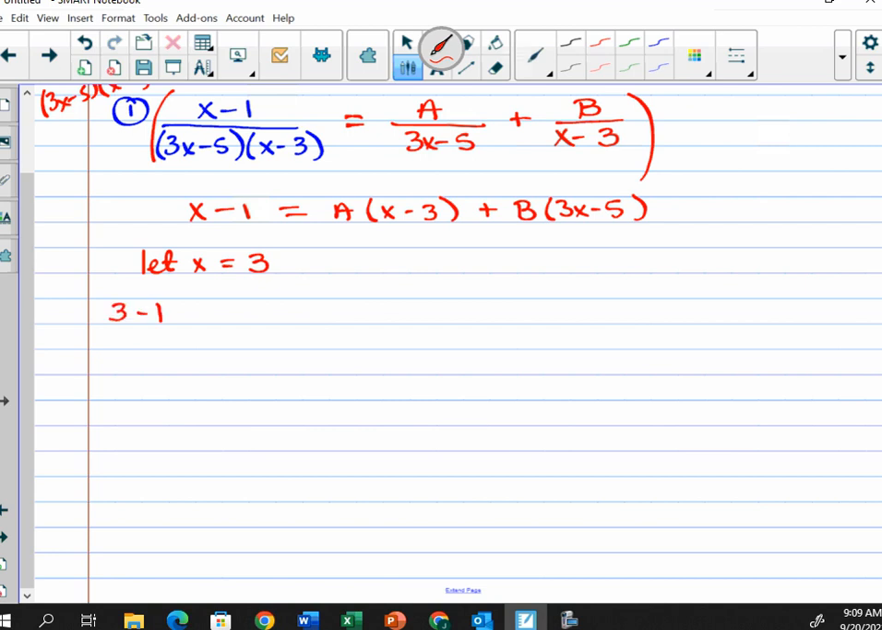So I'd have 3 minus 1. Guys, will the A term even be there if I plug in a 3? No, and that's the whole point. You want the A gone so that you can solve for B, okay? We can't have all these variables because then we can't solve for them. So the B would still be there, and I'd plug in 3 times 3 minus 5.